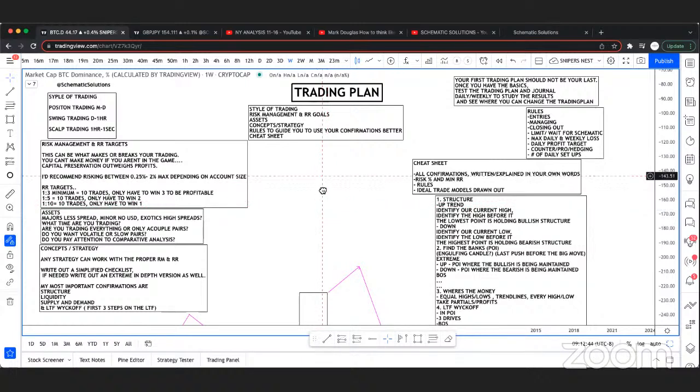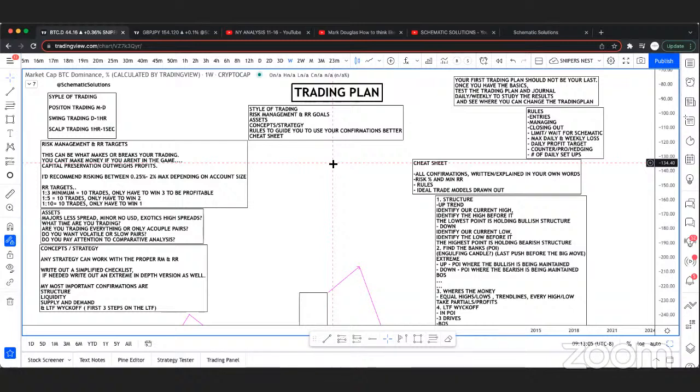Pretty simple. Now that we've knocked out our concept strategy, whatever strategy you're going to use, whether it's smart money concepts, whether it's Wyckoff, a break and retest, or indicators, you then want to put together some rules.